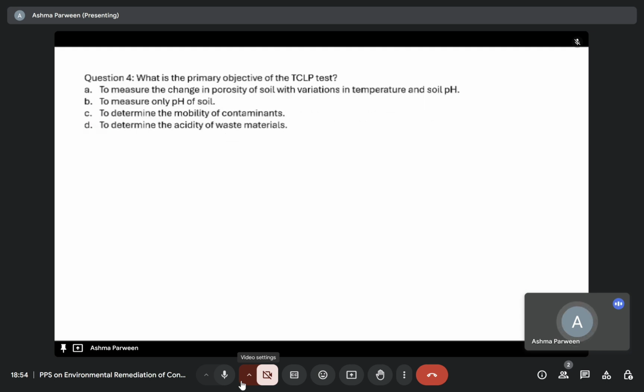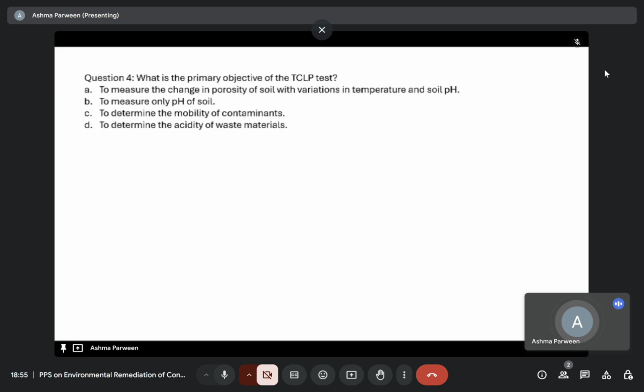So the question is, what is the primary objective of the TCLP test? The first option is to measure the change in porosity of soil with variation in temperature and soil pH. Option B is to measure only pH of soil. C is to determine the mobility of contaminants. Or D is to determine the acidity of waste materials.